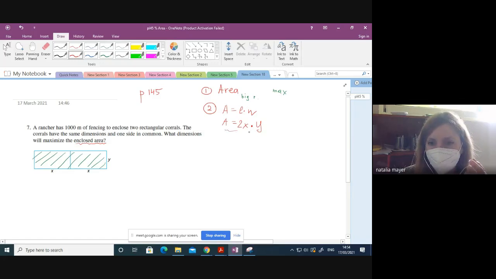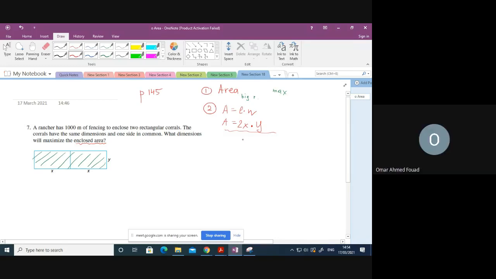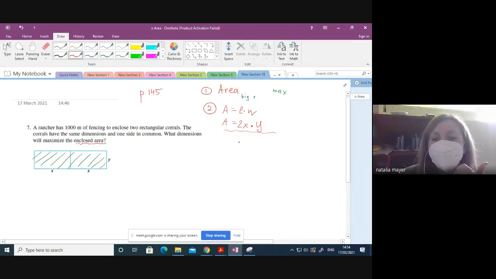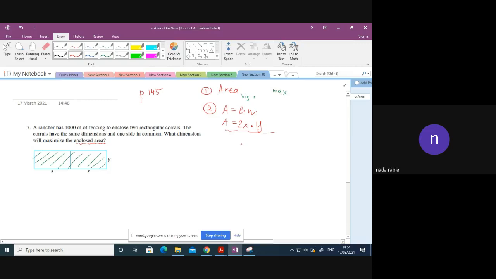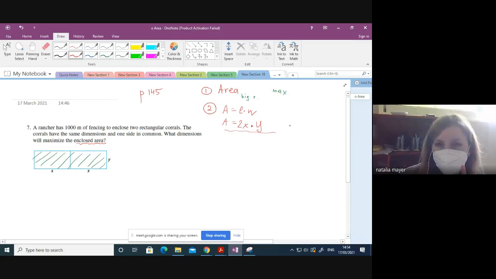Is this the final equation for the area? Just tell me yes or no, your suggestions, don't be silent. You didn't answer my question. My question is, did we finalize the equation for the area? No. What is the obstacle? What's the problem? We have two variables. Any function that we model has to be in only one variable, right? In this course we don't know how to solve anything with two variables.